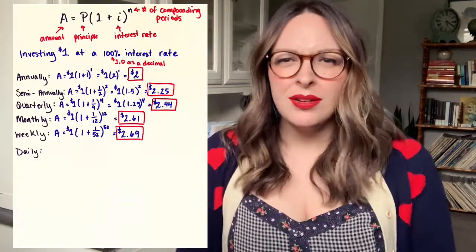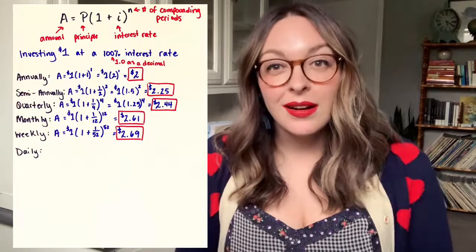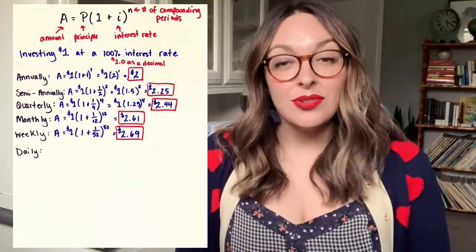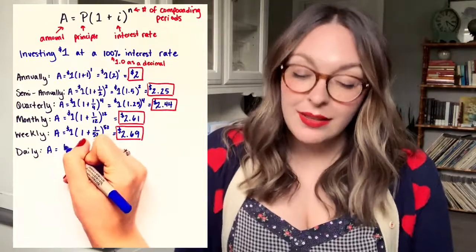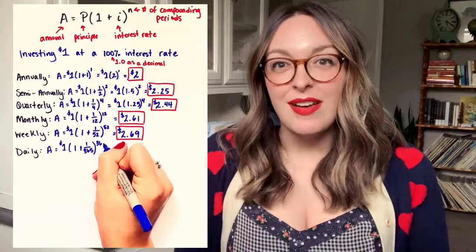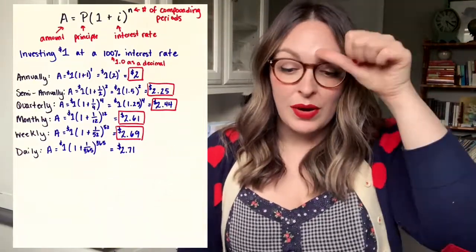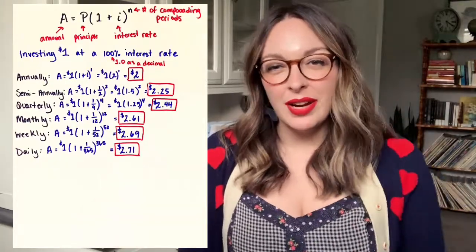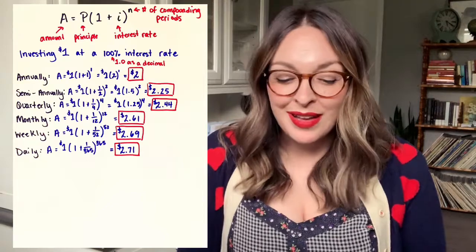So if this $1 investment is being compounded daily, that's 365 times a year. And we need to take that 100% interest rate and divide it by 365. So what happens? We get 1 times 1 plus 1/365 to the power of 365. If I plug that into my calculator, I get $2.71. So you see the jumps are getting smaller and smaller, but at this point it's still going up.